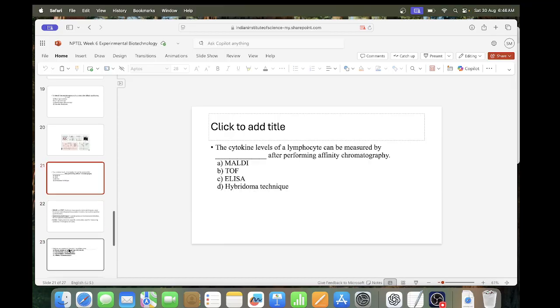Okay. The next question is: cytokine levels of a lymphocyte can be measured by blank after performing affinity chromatography. And we have four options: MALDI, TOF, ELISA, and hybridoma technique. Now, before we go on to the right answer, if anyone knows the full forms of these different methods, you can mention it. Or if you know any of the options here, you can still talk about that option. We can discuss later whether it is right or wrong.